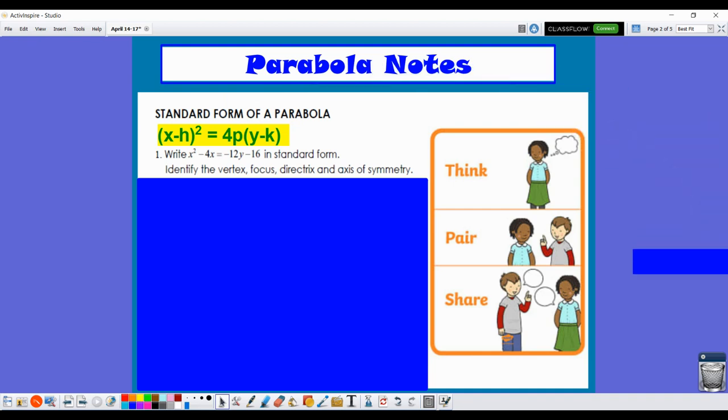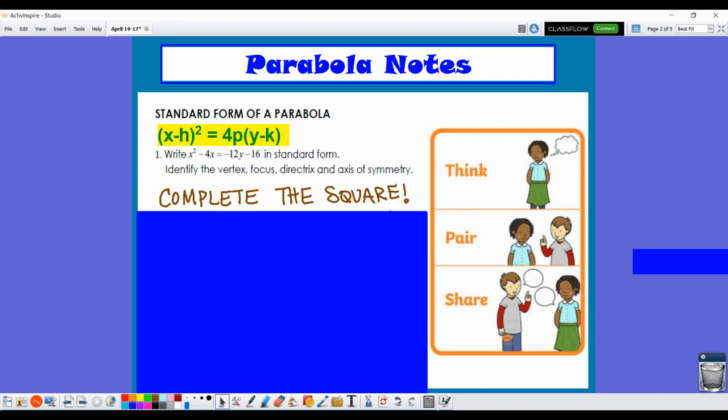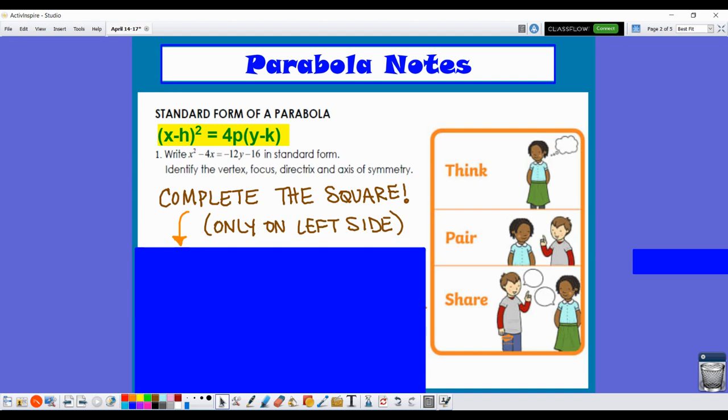(x minus h) quantity squared equals 4p times the quantity of (y minus k). That's what we need to make our equation look like. If you think back to when we looked at circles, there was something specific that we had to do. Hopefully you remember that it was called completing the square. So we need to complete the square in order to put this equation into standard form. However, the difference here is that with a parabola, you only need to complete the square on the left side of the equation.